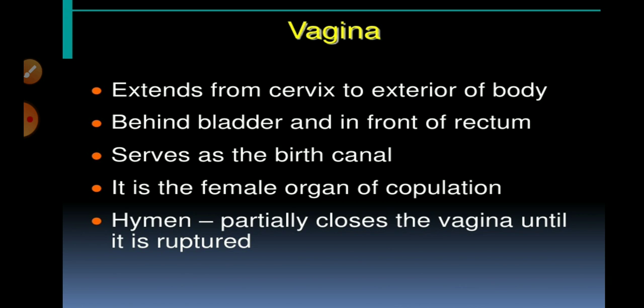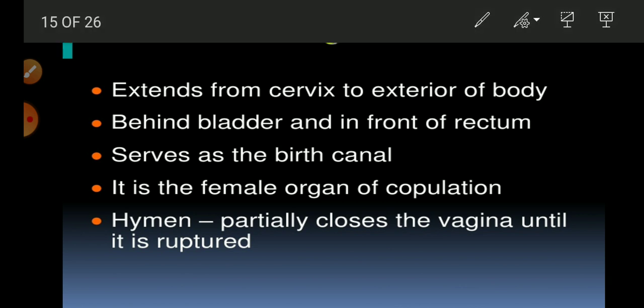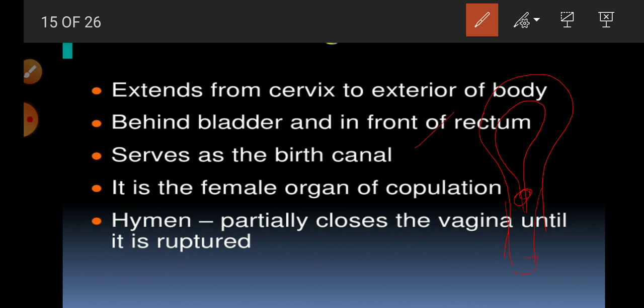Then we will see the next part, called the vagina, that extends from the cervix, like this is the cervix, from here to the exterior of the body, behind the bladder and in front of the rectum. It serves as the birth canal, and it is the female organ for copulation, where the sperms are delivered for the fertilization.